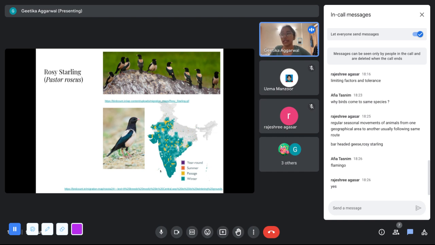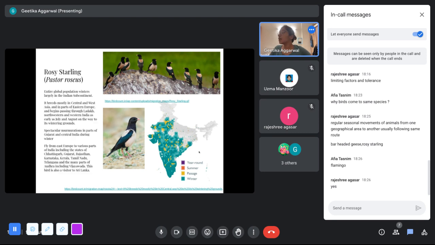They are found entirely in all parts of southern India, in Maharashtra, Gujarat, Rajasthan, and some parts of central India. So, the entire global population of the rosy starling comes and winters in the Indian subcontinent. It breeds in Central and West Asia, in certain parts of Europe as well, and it begins moving towards India in early July and August, and it even passes through Ladakh.